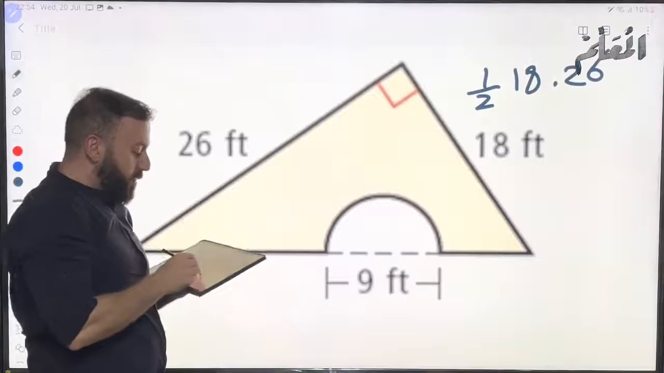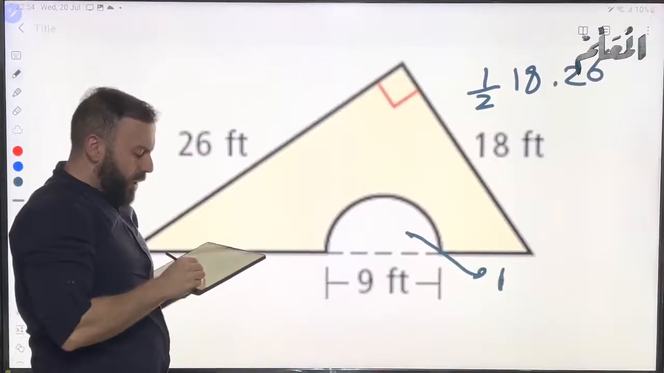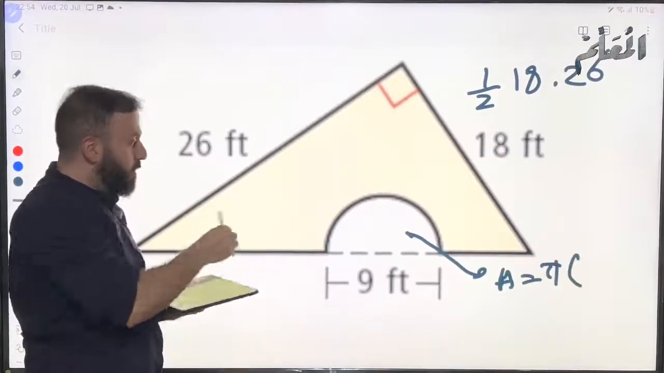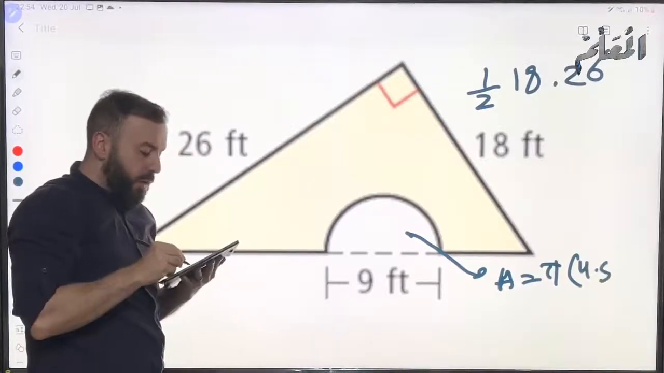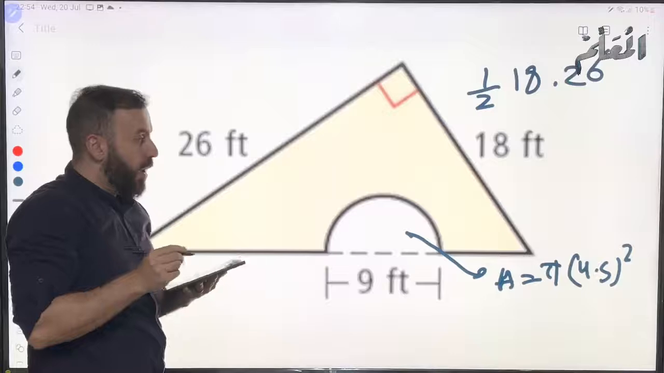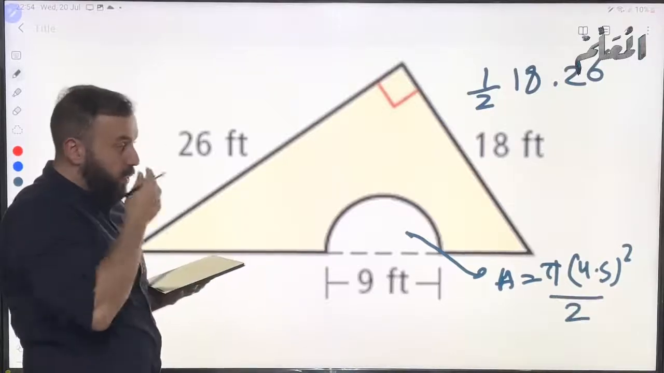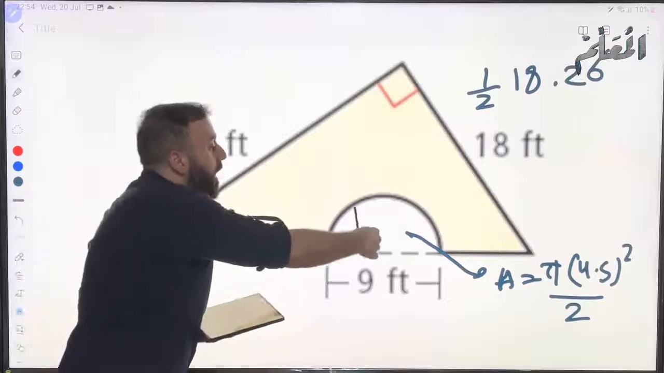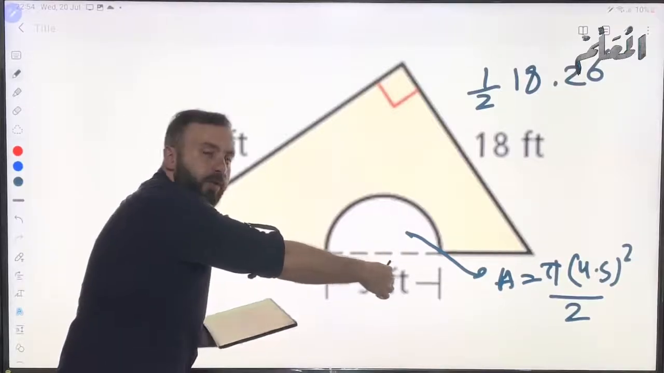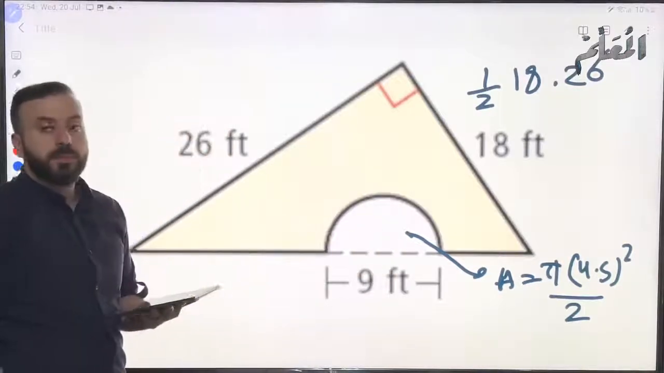And what about the area of the semicircle here? That's going to be the area is equal to pi times, what's the radius? Of course, half of that, 4.5, squared, all over how much? 2. Why? Because it's a semicircle, it's not a full circle. So pi times 4.5 squared all over 2.